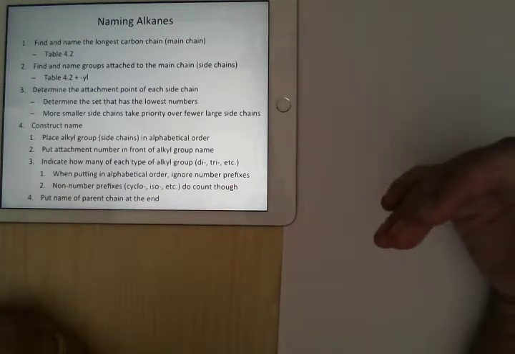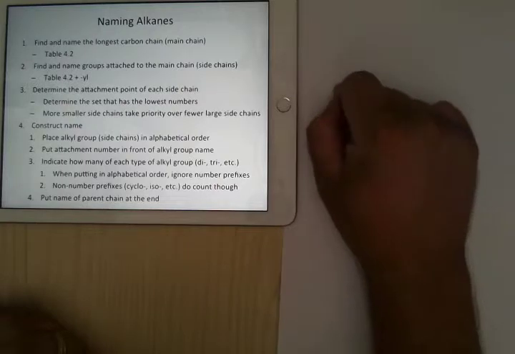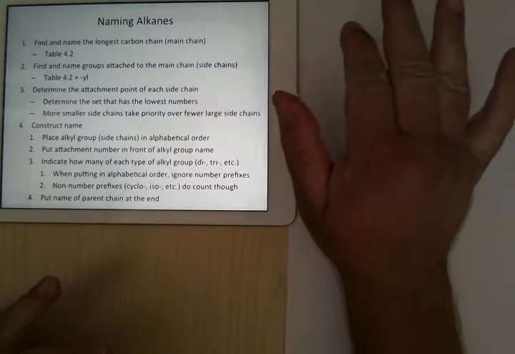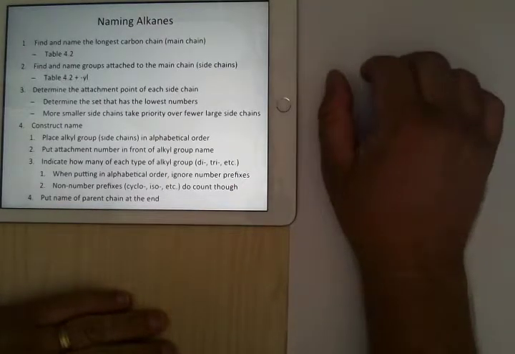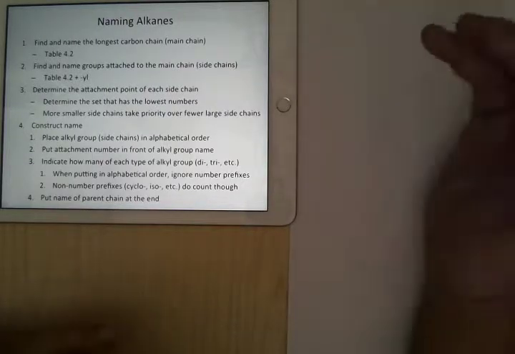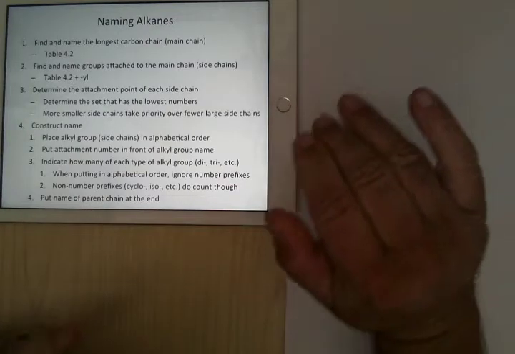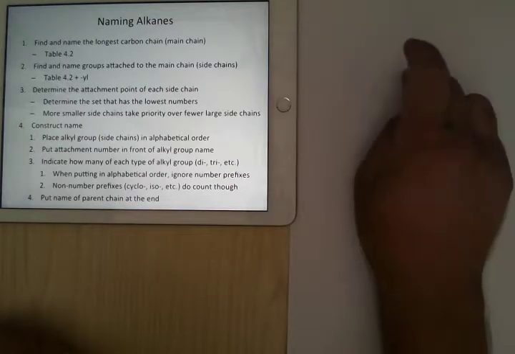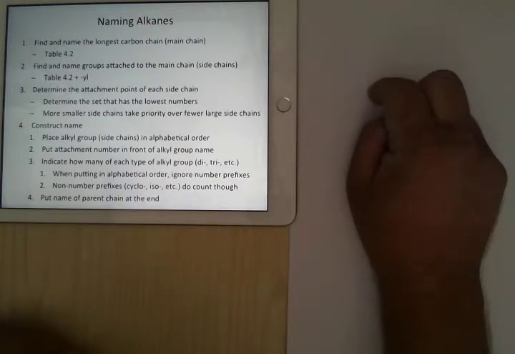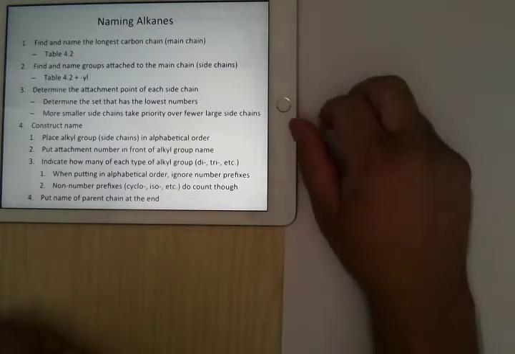Now, if I have a di, like a dimethyl, I have to have 2 numbers, even if they're the same number, because we want to make it unambiguous. If you write 2-dimethyl, I'm going to ask you where the heck is the other. We can't assume that the other one's on 2. So you would have to write 2,2-dimethyl. If I have a di on the side chain, I need 2 numbers. If it's a tri, I need 3 numbers. If there's tetra, I need 4 numbers.